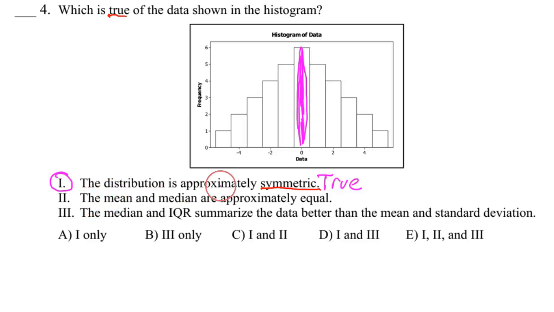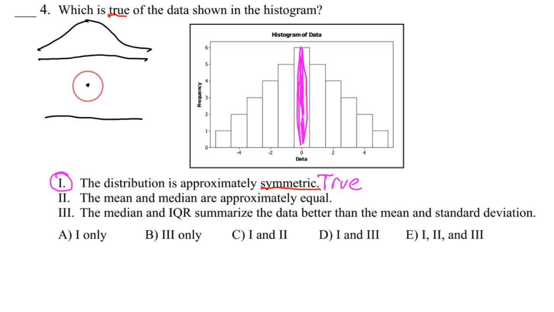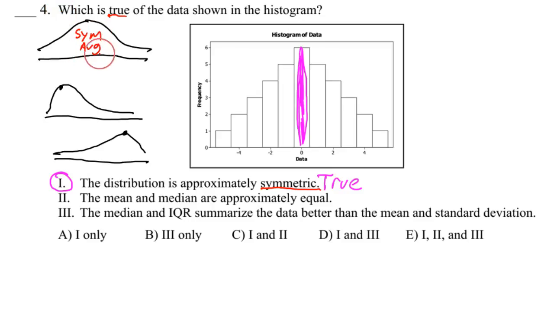The mean and median are approximately equal. So as a reminder, when you have your different data shapes, you can have a symmetric distribution that looks something like this. You can have a skewed distribution, which would mean the top is right here and then it trails off like this. And then you can also have another skewed distribution where it looks like this. Well, for a symmetric, your average or mean and the median are right here in the middle.